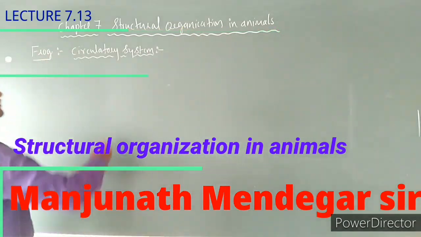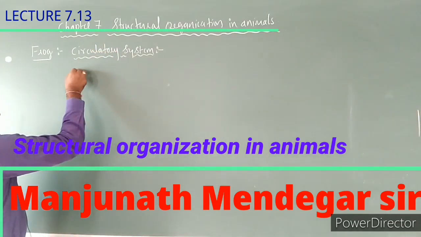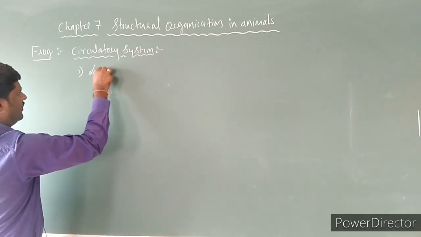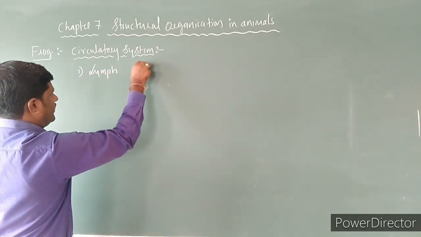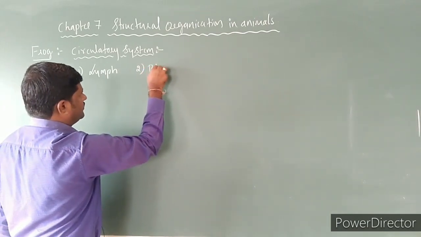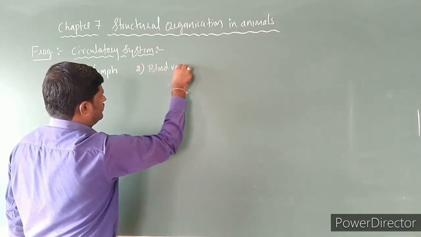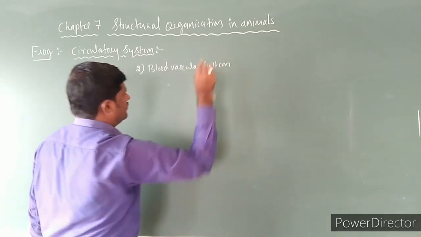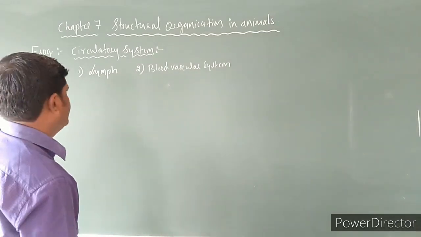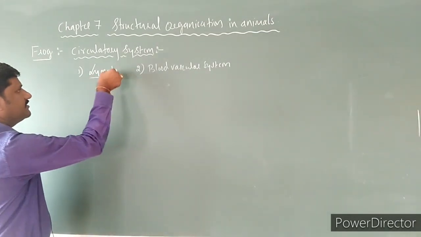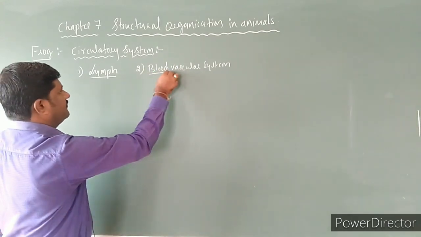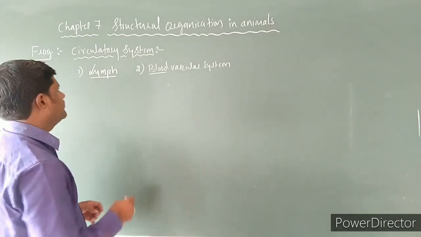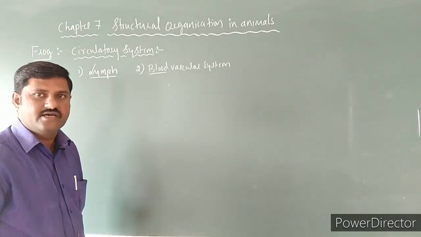So the circulatory system mainly consists of, one, the lymph, and second, the blood vascular system. So what is the lymph? Lymph is a fluid connective tissue, and blood is also a fluid connective tissue, that are circulating inside the body of the frog. So this is the fact that you should know better.